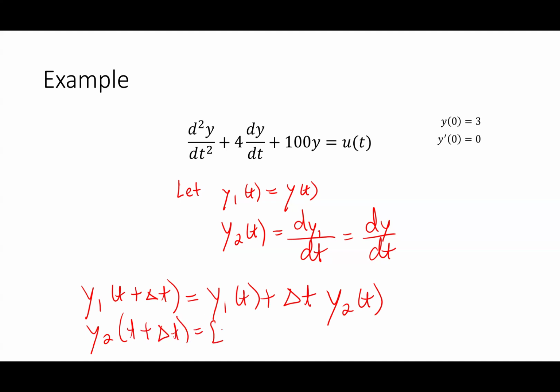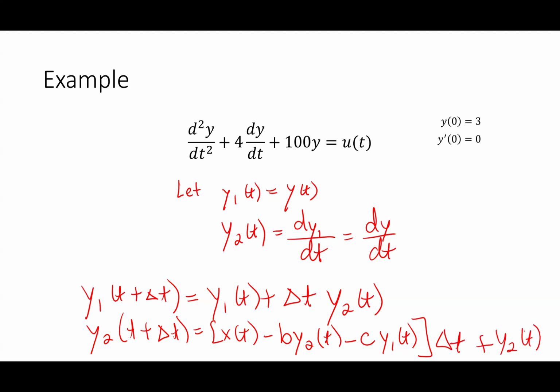equals x of t minus b y2 of t minus c y1 of t times delta t plus y2 of t. A lot going on. But how do I use this? How would I use this to actually try to solve this thing? Well, I know B and I know C over here, right? And I know X, right? So X, B, C, I know all those.